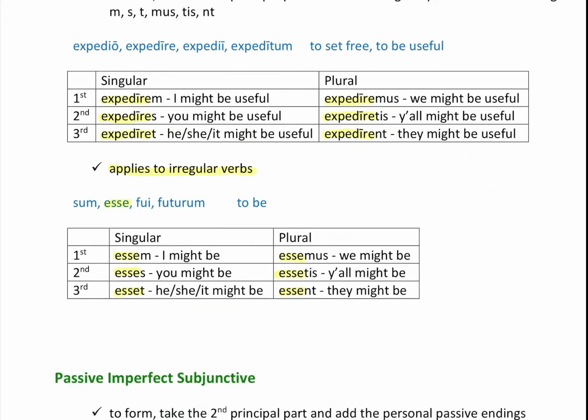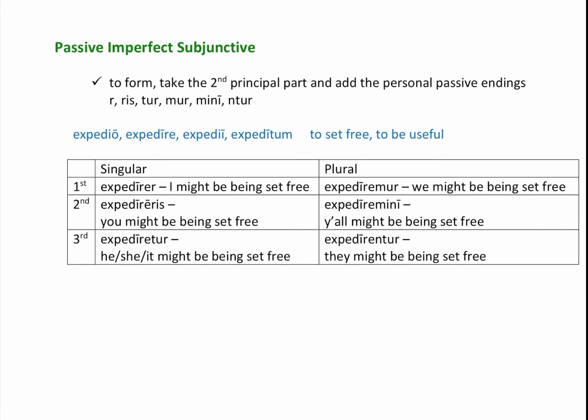Okay, let's go to the passive imperfect subjunctive. Here you simply add the regular personal passive endings to the second principal part, which are r, ris, tur, mur, mini, ntur, right? So again, every single time you see the infinitive, you add the endings. Remember, r, ris, tur, mur, mini, ntur. Super easy. That's all there is to it. You really never even need to memorize these charts. You just need to memorize the rule. You already know the endings.